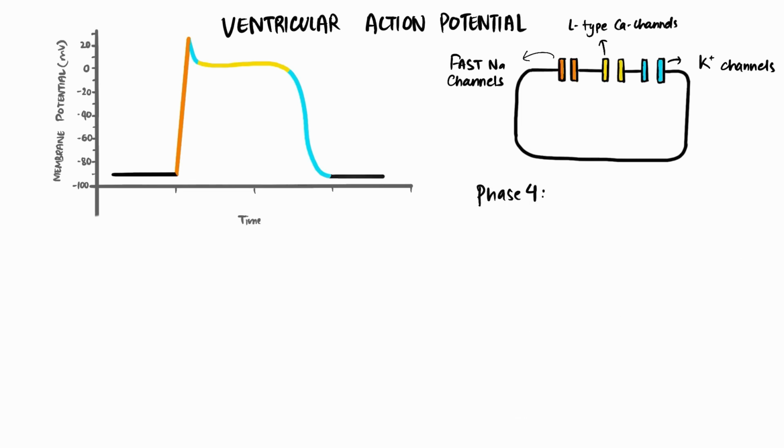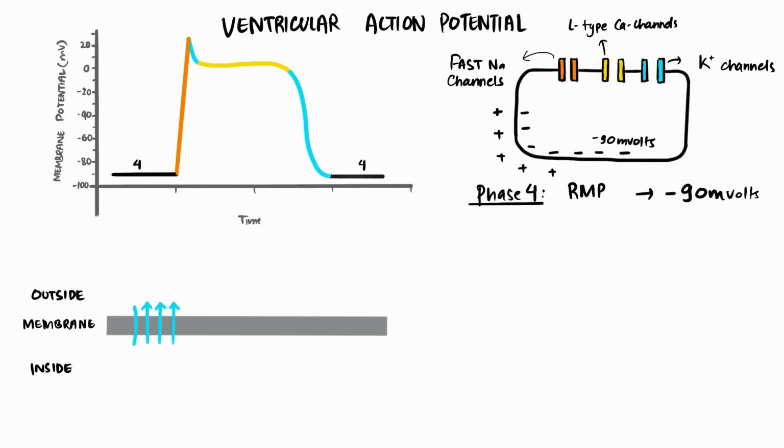Phase 4, the resting membrane potential, is minus 90 millivolts, which basically means that at rest there is a negative charge on the inside of the membrane as compared to the outside. This membrane potential is usually maintained by efflux of potassium. And I've drawn these blue arrows showing efflux of potassium out of the cells, and it correlates with phase 4 in the graph above.